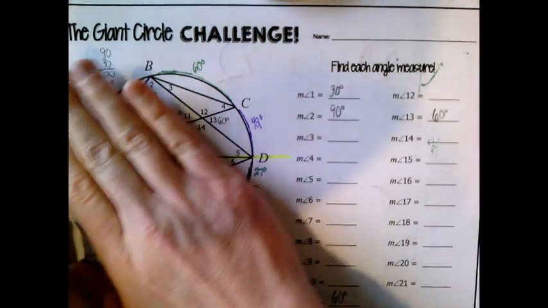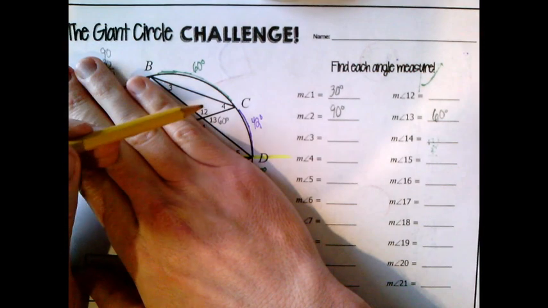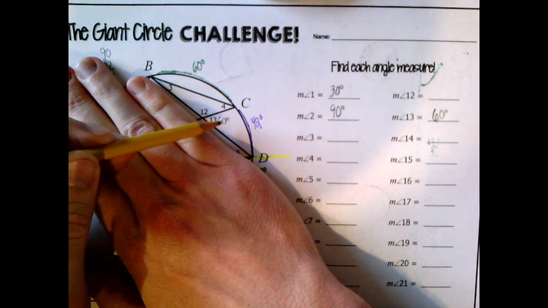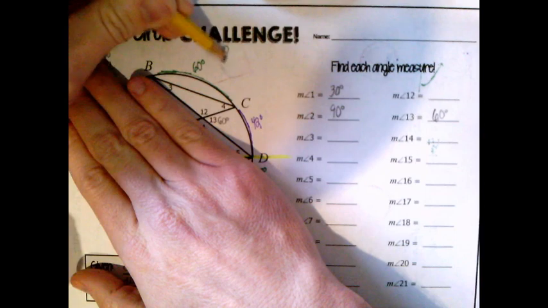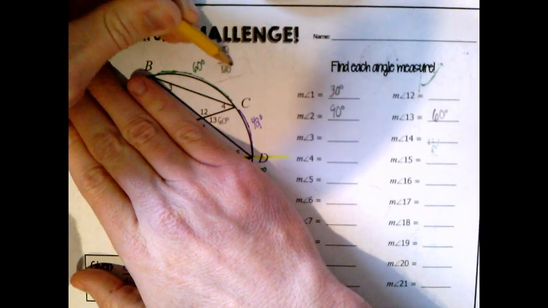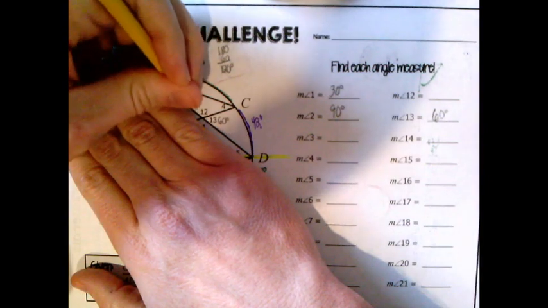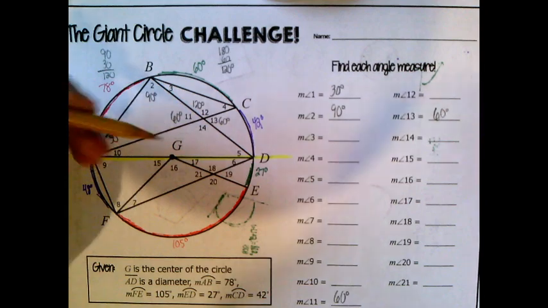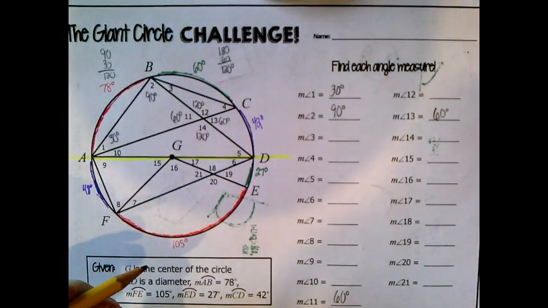And then if you look, 12 and 13 are side by side. Side by side are supplementary. Supplementary are 180. So if I do 180 minus 60, that's 120 degrees. So that means that angle 12 is 120 degrees. And if angle 12 is 120, what's angle 14? 120. So there's 12 and 14.